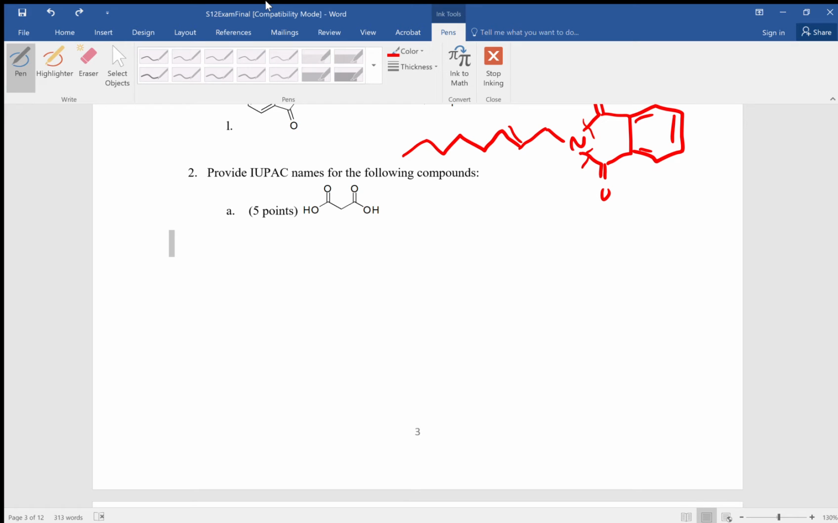Our second question is all nomenclature based, and we start out with one of our diacids. Hopefully you've remembered the names for those.